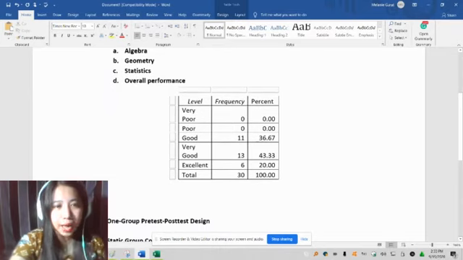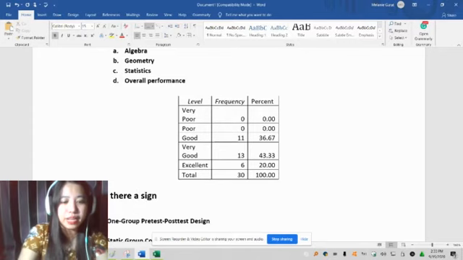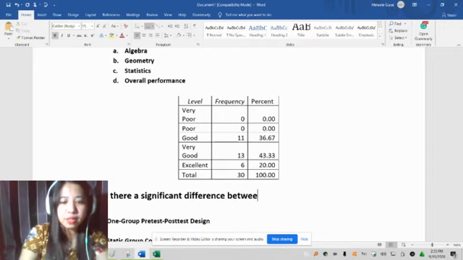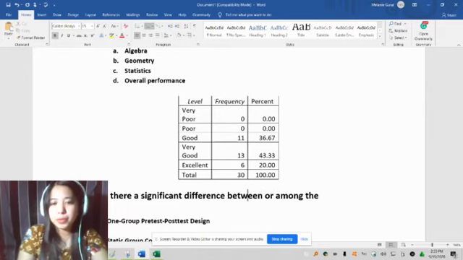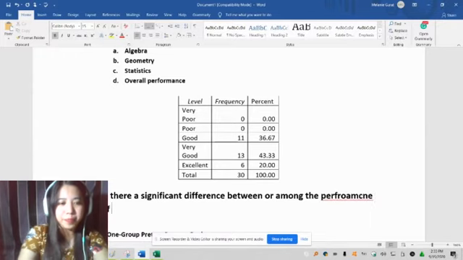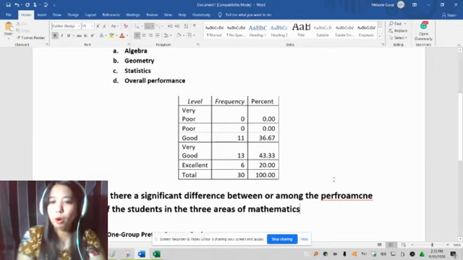Or you can also add problems like, so this is optional problems. Is there a significant difference between or among the performance of the students in the three areas of mathematics? So these are optional.